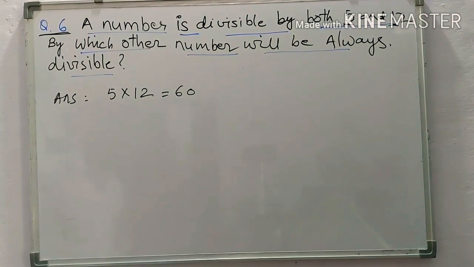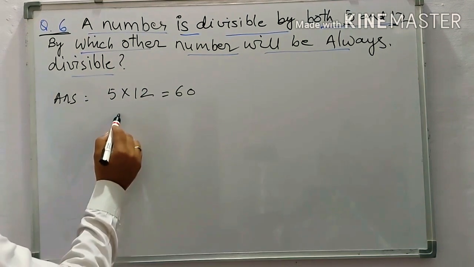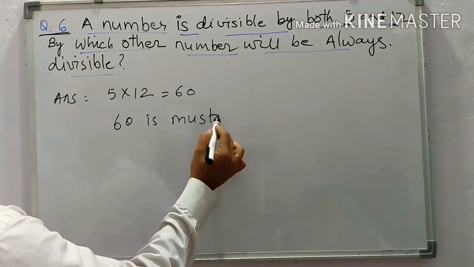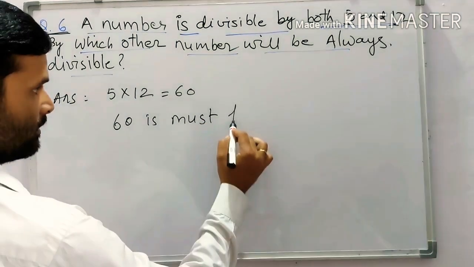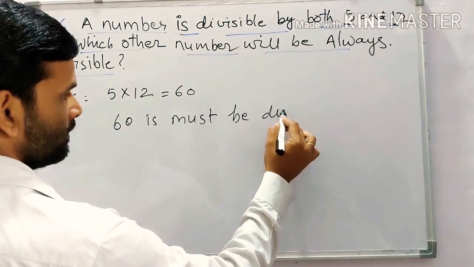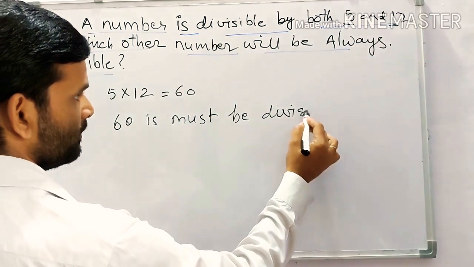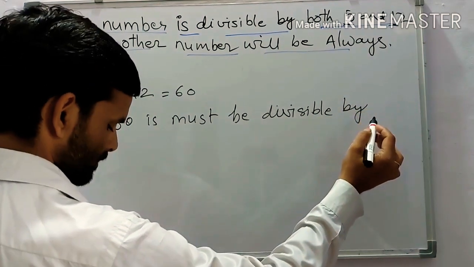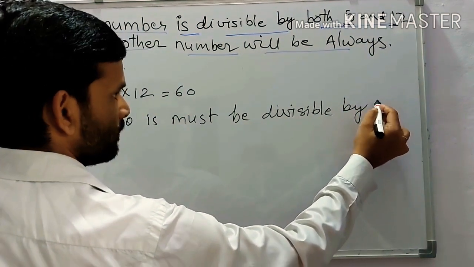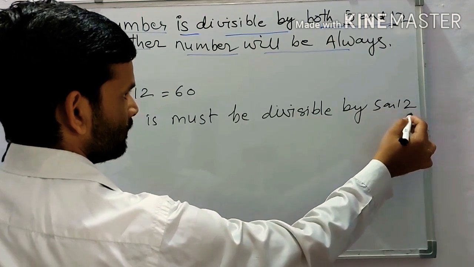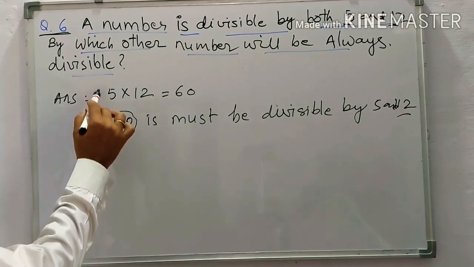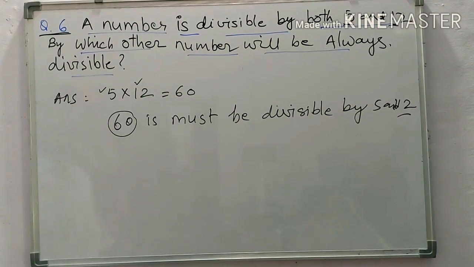It means 60 must be divisible by 5 and 12. Okay, 60 is divisible by 5 and 12. Okay, write down.